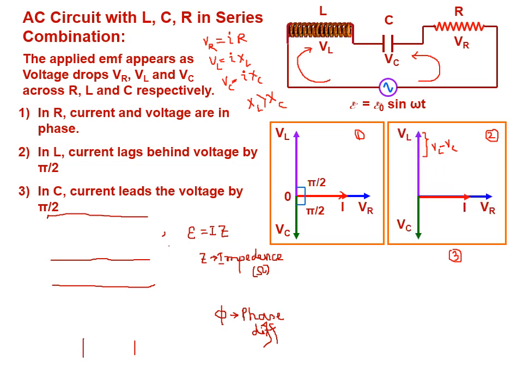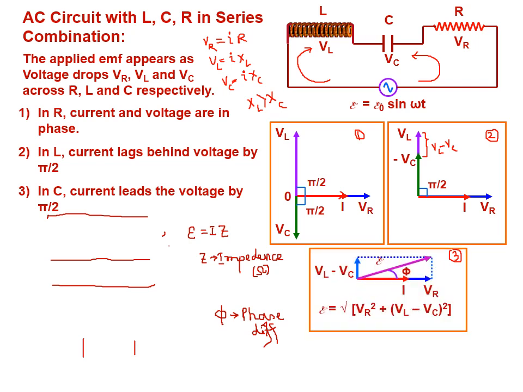Because we have taken XL greater than XC, VL is greater than VC. So VL minus VC is what? It is along the positive y-axis. So VL minus VC upon VR, if I draw by vector law of addition, we get E is equal to root over VR square plus VL minus VC whole square. This is, when written as I into R whole square, then IXL, IXC.